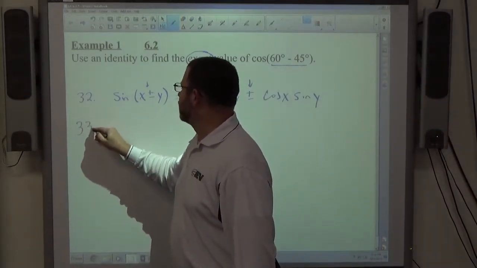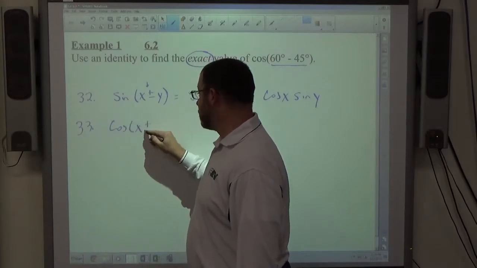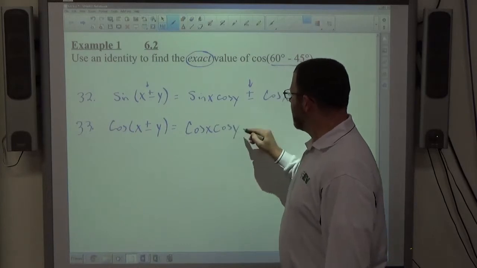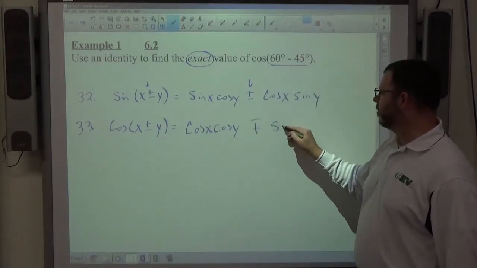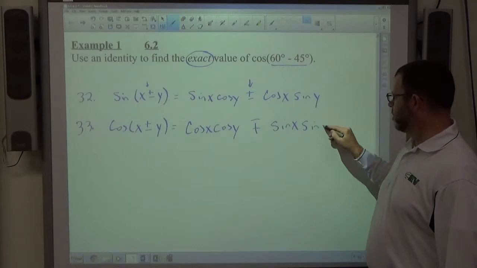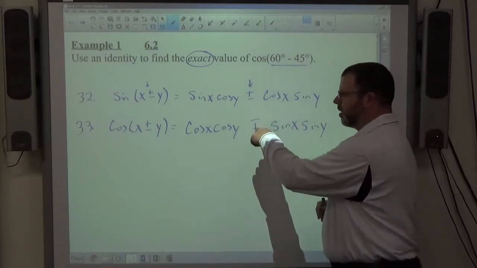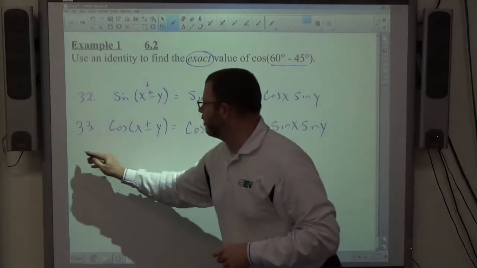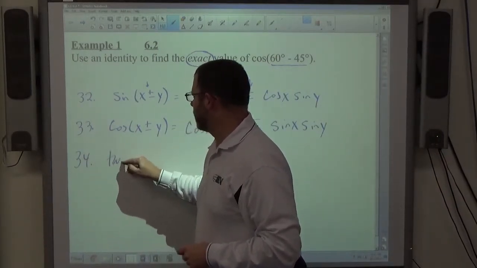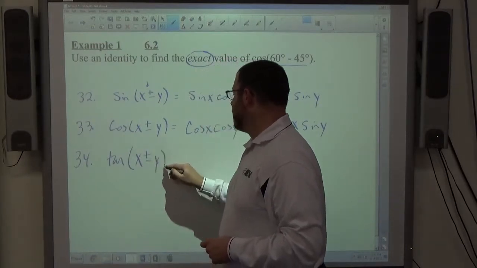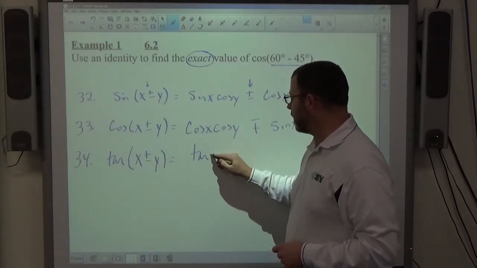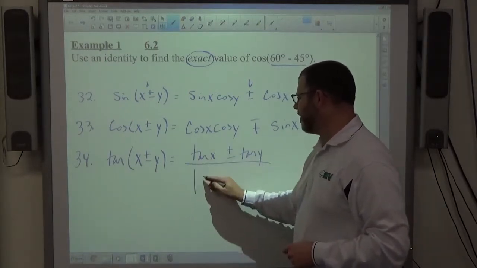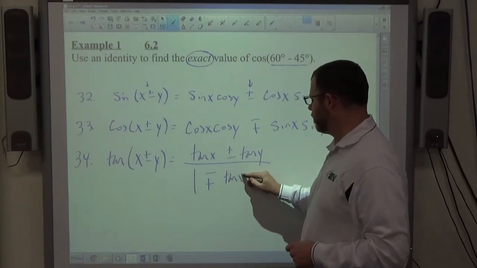We're going to do 33, which is cosine of x plus or minus y. That's going to be cosine of both angles, and then it's minus plus sine of both angles. All right? So the minus plus means whatever sign's over here, you use the opposite sign over here. And then 34 is tangent of x plus or minus y. That's tangent of x plus or minus tangent of y on top over 1, and then minus plus tangent of x times tangent of y on the bottom.